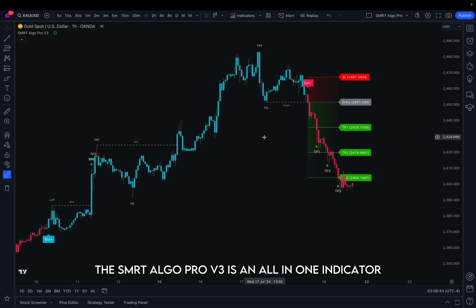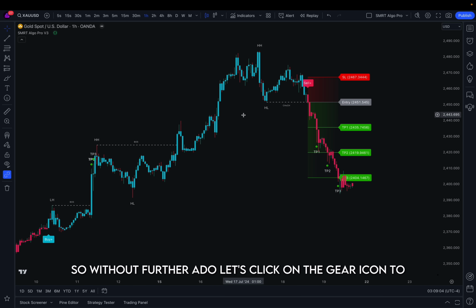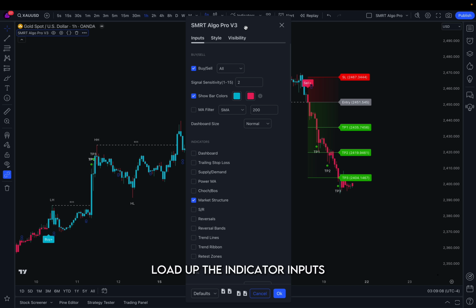The SMRT Algo Pro V3 is an all-in-one indicator, meaning it has a ton of features, over 27 different features built into the indicator. It's highly customizable, meaning that you can turn features on and off, as well as customize each feature to your liking. So without further ado, let's click on the gear icon to load up the indicator inputs.